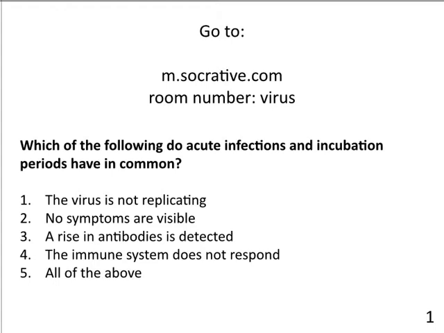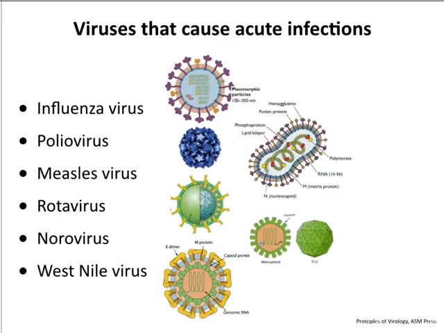And this is the correct one, a rise in antibodies. So of course, in an incubation period, you're starting to make an immune response to the virus, and in an acute infection you do as well. Immune system does not respond is not correct, and it's not all of the above. It's a little tricky question, I know, but the point is that we are making antibodies.